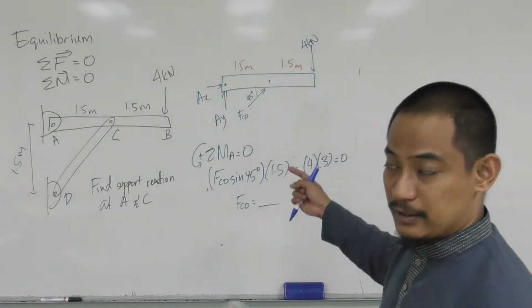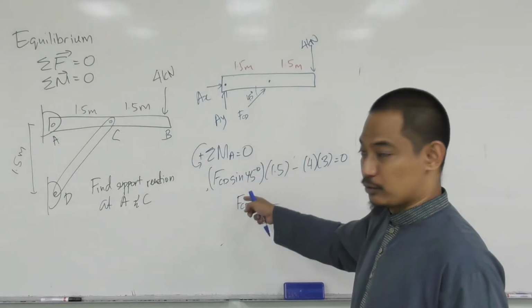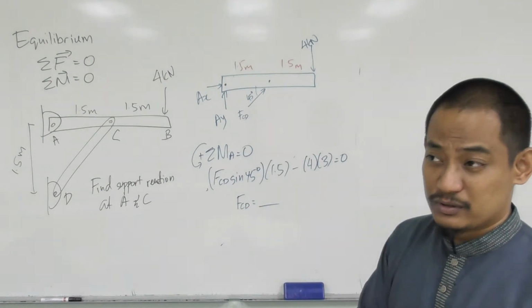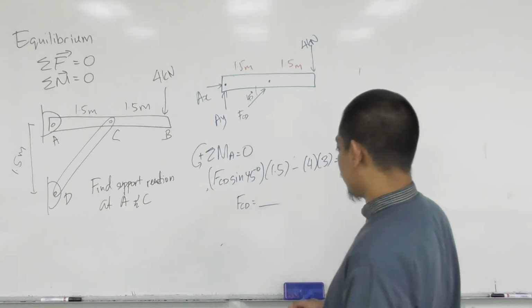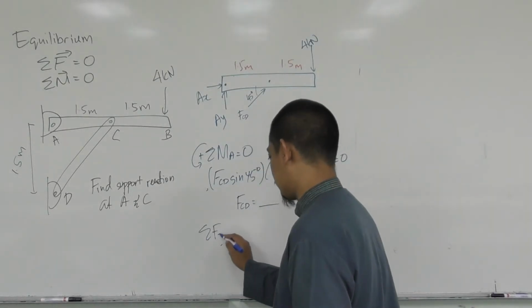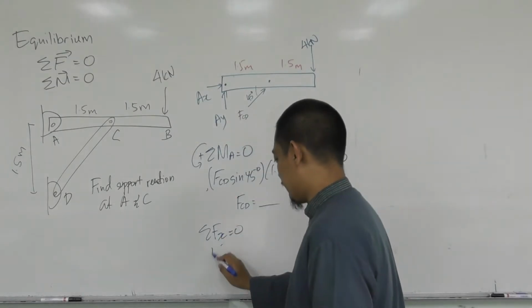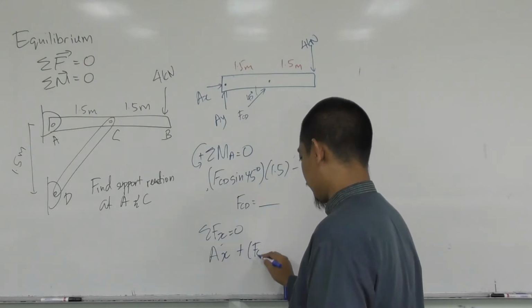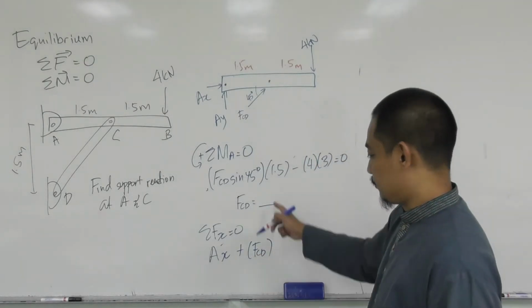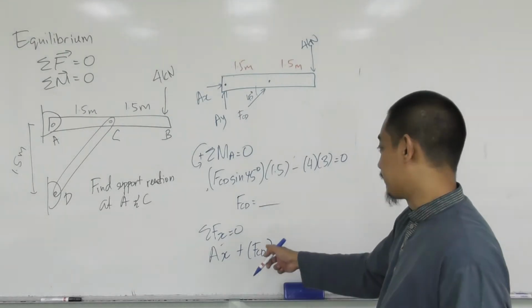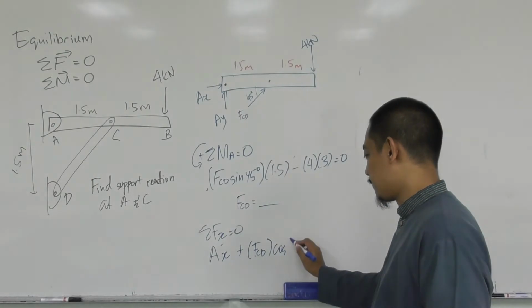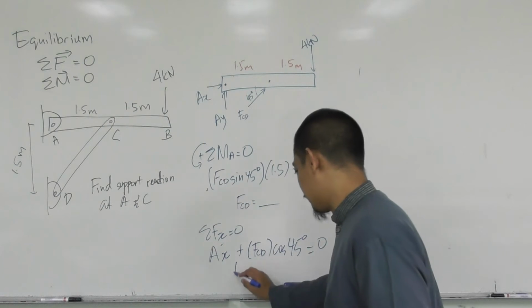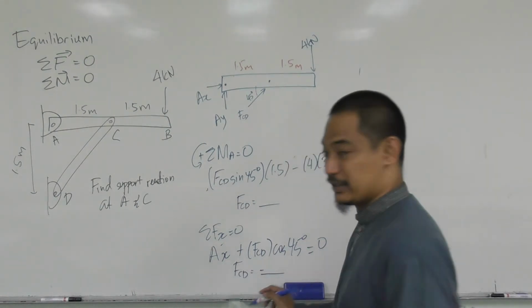So you can see that the selection of equation can make the solution become straightforward. Straight away it comes out there, without the need of simultaneous equations. Now after that you can solve by using summation of fx equal to 0. So you have AX there plus FCD. I'll just write FCD in brackets here, but you should already know the value. So FCD cos 45 degrees equal to 0, right? FCD will be something. In this case, it will be negative something, right?